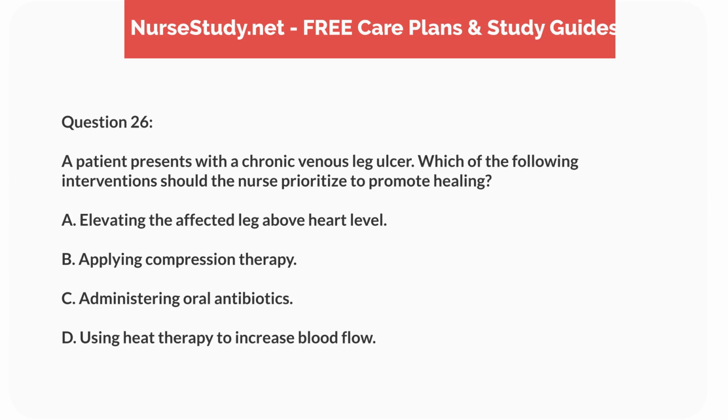Question 26. A patient presents with a chronic venous leg ulcer. Which of the following interventions should the nurse prioritize to promote healing? A. Elevating the affected leg above heart level. B. Applying compression therapy. C. Administering oral antibiotics. D. Using heat therapy to increase blood flow.